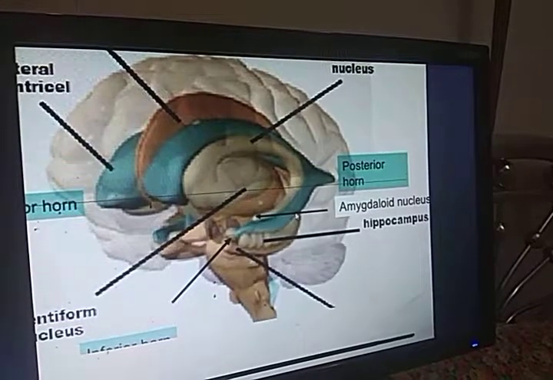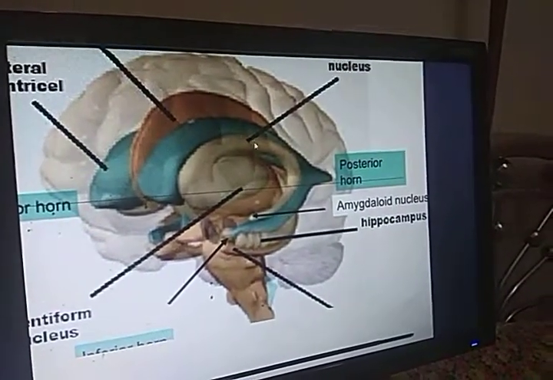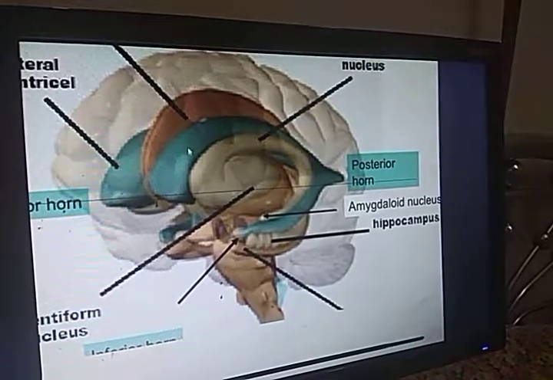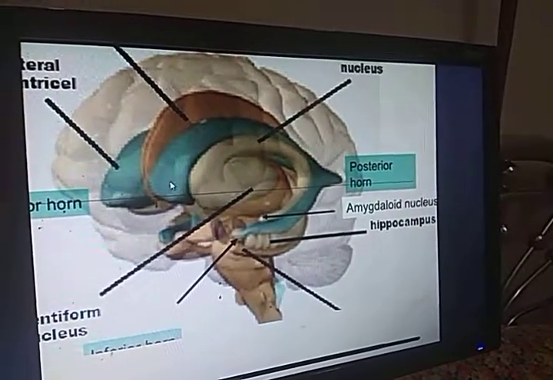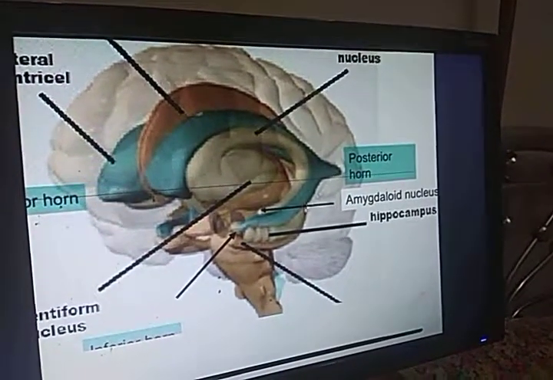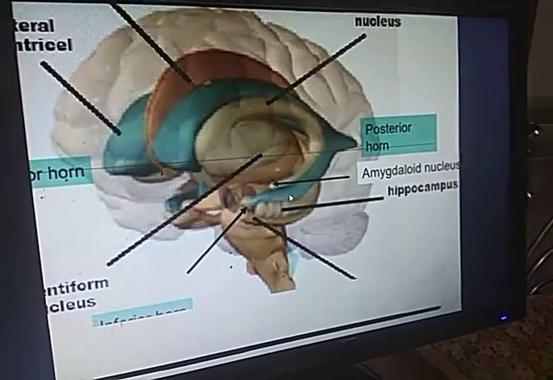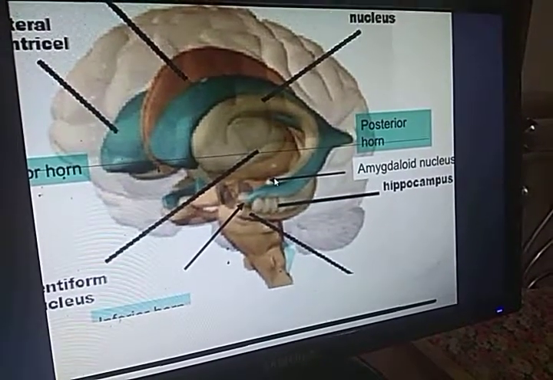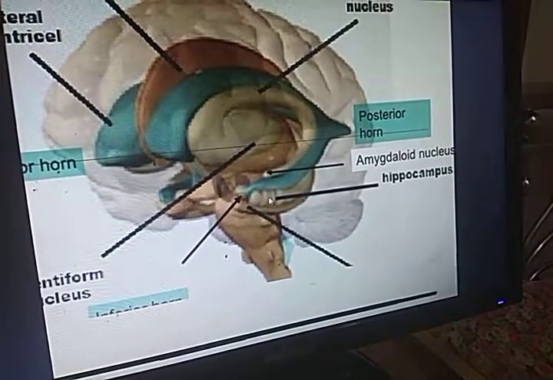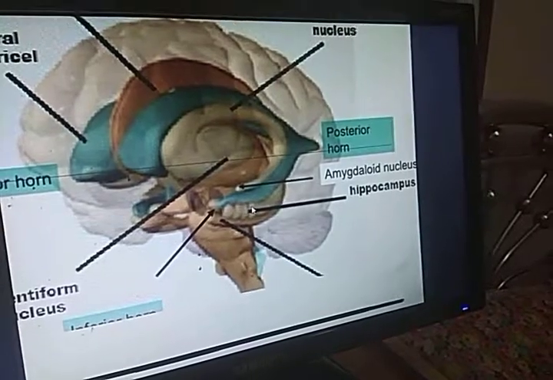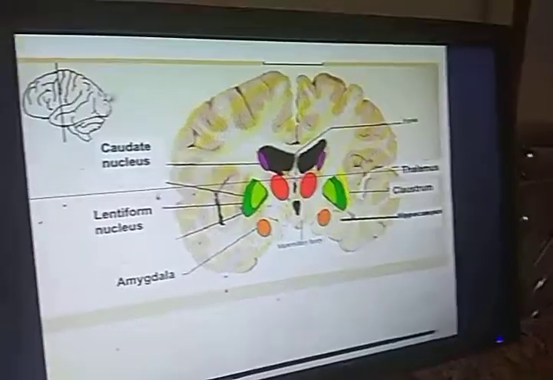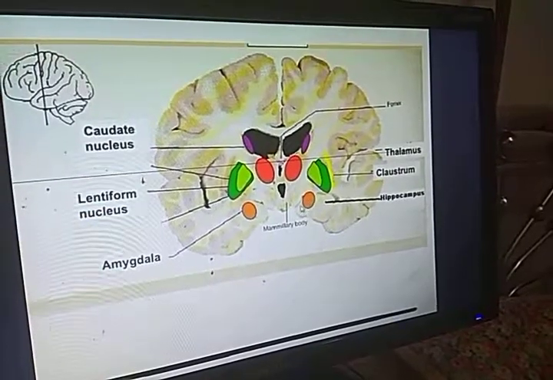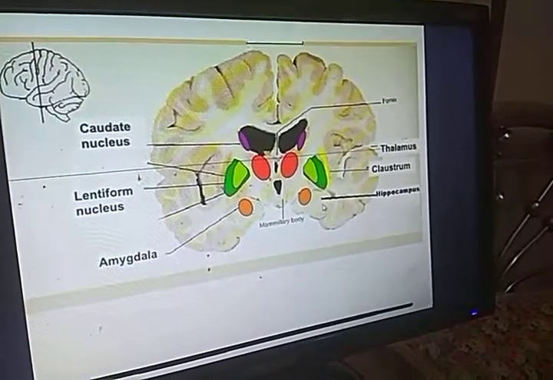This is the 3D picture of the cerebrum, and it's showing the interior of the cerebrum. The interior of the cerebrum contains the lateral ventricle. Each cerebral hemisphere contains a lateral ventricle. It has 3 horns: anterior horn, posterior horn, and inferior horn. The inferior horn is situated within the temporal lobe. The roof of the inferior horn is related to the amygdala nuclei, and the floor of the inferior horn is related to the hippocampus. This is the coronal section of the cerebrum, and this is the temporal lobe. This is the inner surface of the temporal lobe. So, this is the amygdala nuclei, and this is the hippocampus.